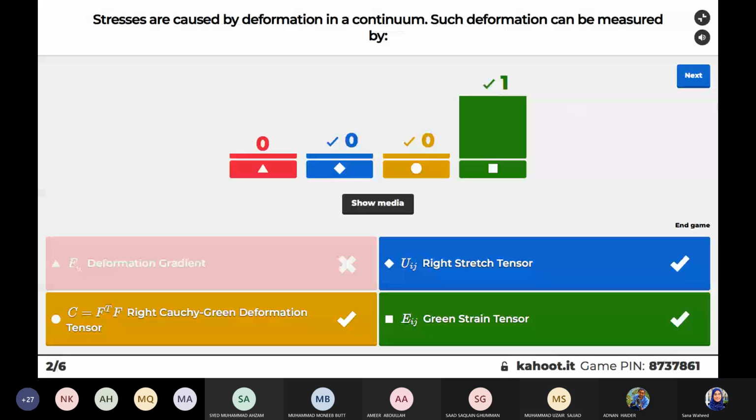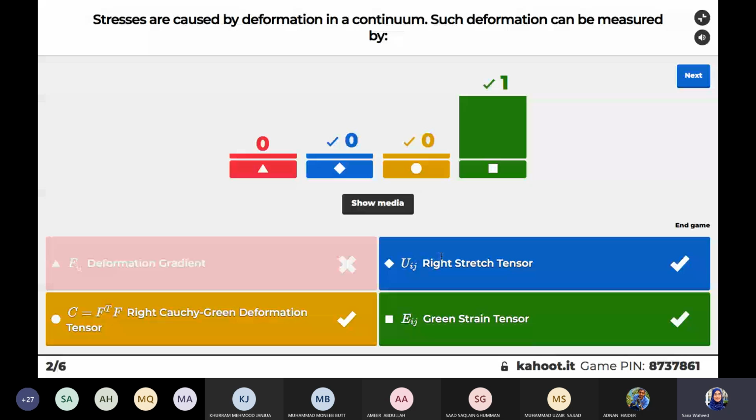They got it correct that when we're looking at stress, we're trying to find stress-causing deformations. Then it has to be the right stretch tensor U, the right Cauchy-Green deformation tensor C, and the Green strain tensor, because only in these three is there no effect of rigid body displacement. The deformation gradient was being affected by rigid body rotations, to be precise. So that was not correct, whereas these three are perfectly fine.